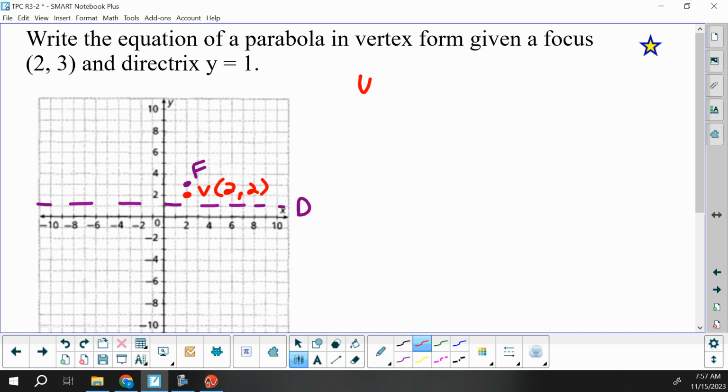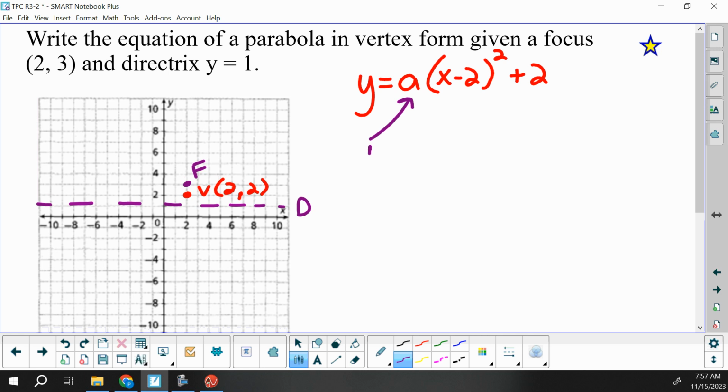So let's write what we know about our equation so far. Y equals, we don't know the a value. To get to the 2, 2 from the origin, we went right 2 and up 2. If we want to go right 2, we would want a x minus 2 in our parentheses. And if we want to go up 2, we would just have a plus 2 at the end.